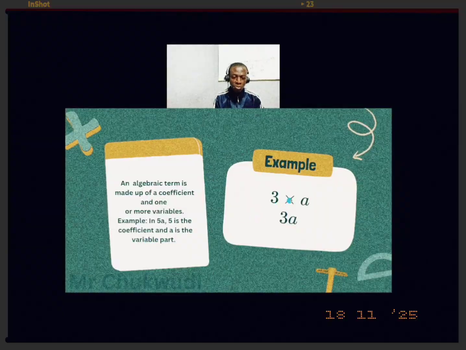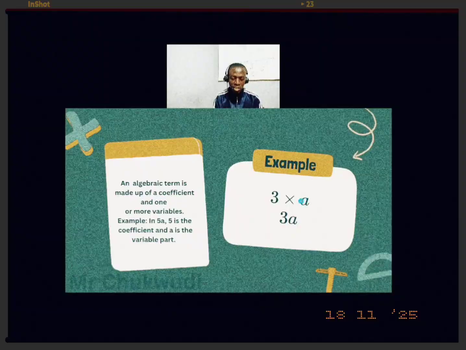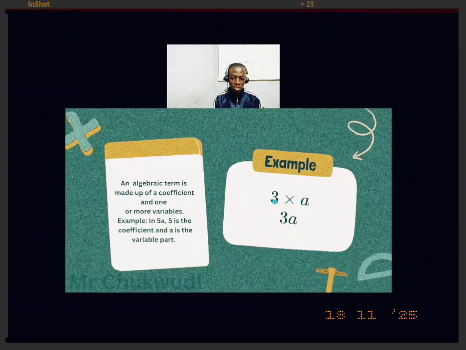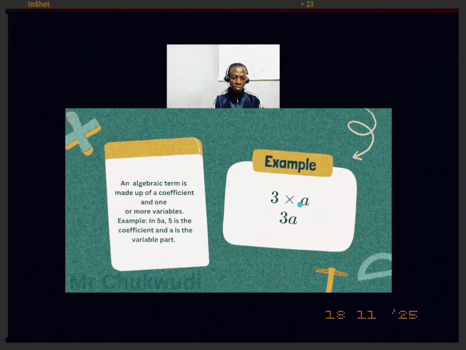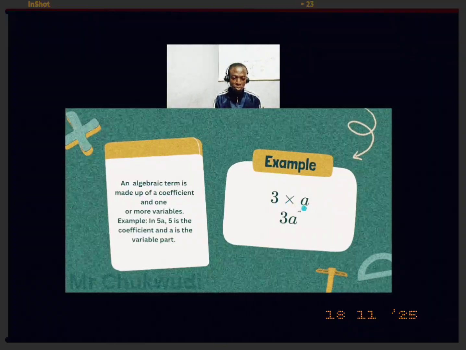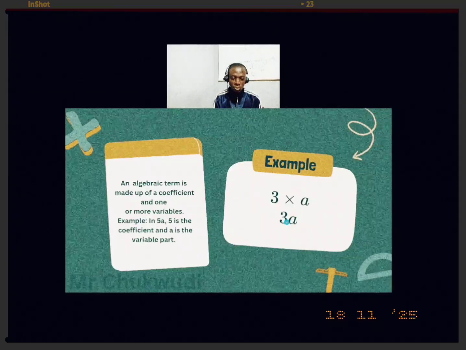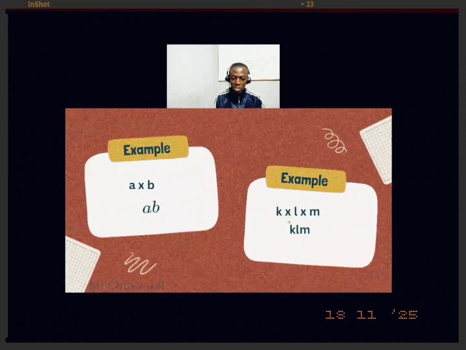Now, if you are asked to multiply 3 and a, what you are expected to do is to combine them and do what is called repeated addition. So if you do that, this is what you are expected to get. 3 times a is going to give us 3a.